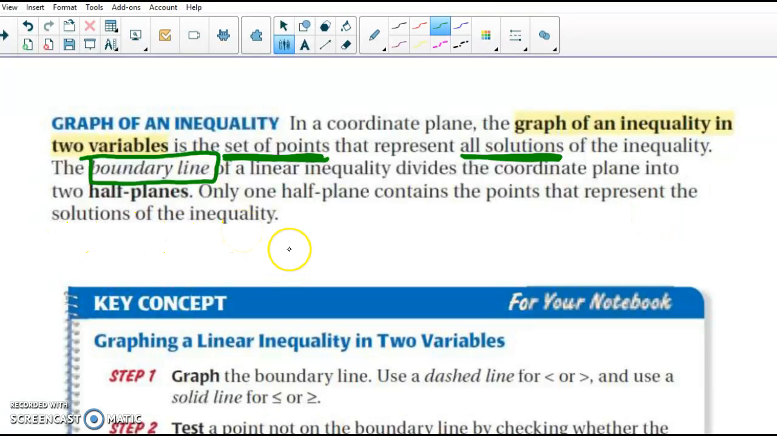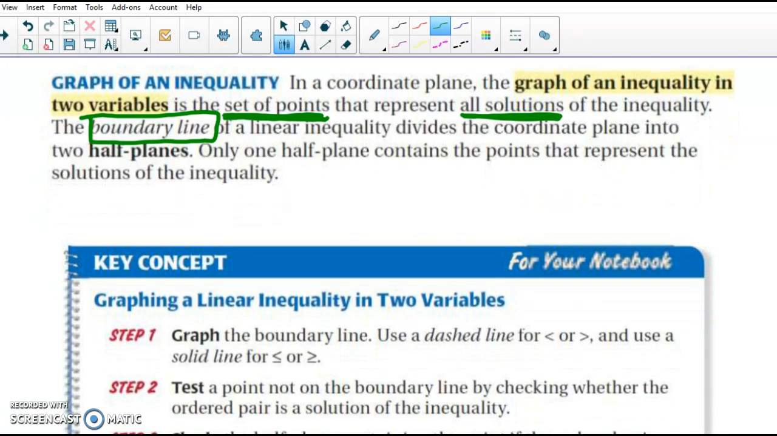So just like when we were graphing inequalities on a number line and we would shade our solution set, we are going to shade on our coordinate plane to show the solution of the inequality.